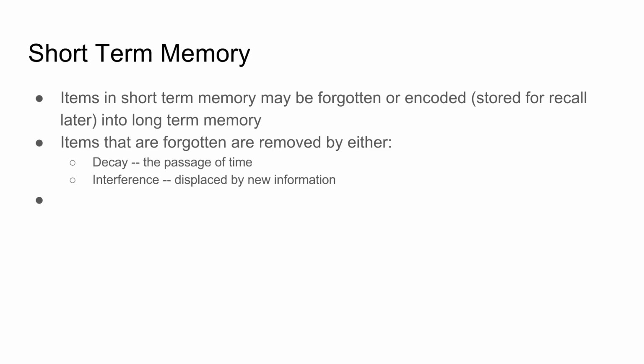Other items in short-term memory can either be forgotten or encoded. And when we say encoded, that means it's stored for recall later. That is, it goes to long-term memory and we dig it back up later. So those are the two options. If they are forgotten, they're removed by either decay, which is just time, right? It can only stay in there for, as we said, a few seconds to a minute or so, or interference, and that is new information coming in, displacing the old information. So those are the two ways that items are forgotten and removed.